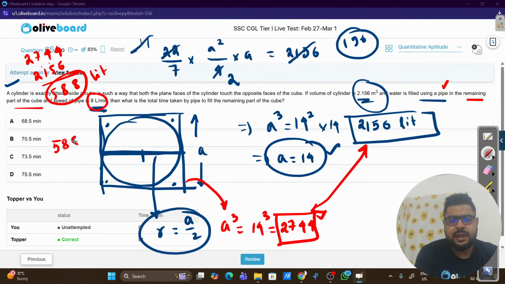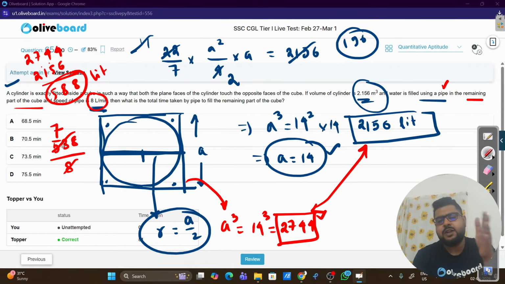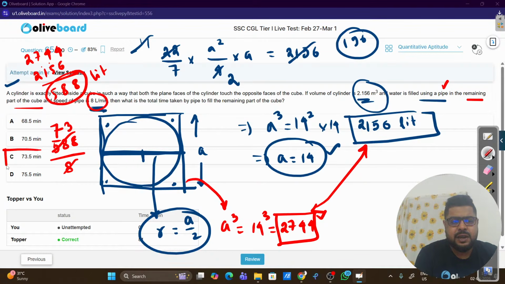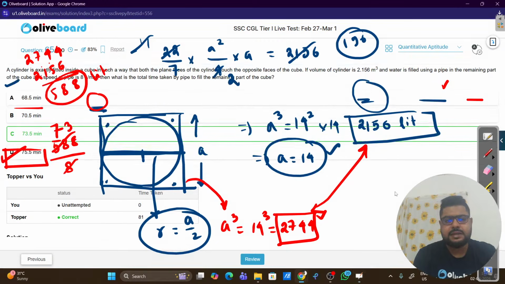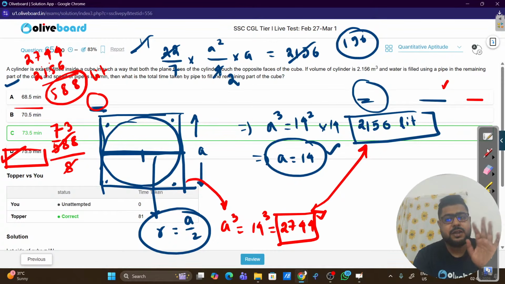Sir, 588 by 8. 7 8s are 56, and 28 remaining. That means 3 8s are this. Once you get 73, you don't need to calculate much. Option 3, C, is the answer, because the others are 75 and 70. So starting with 73, there is only one option. That's the correct answer.